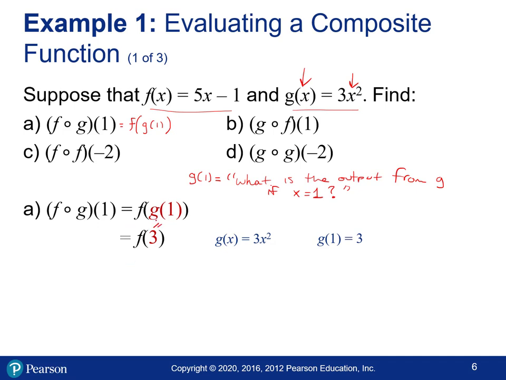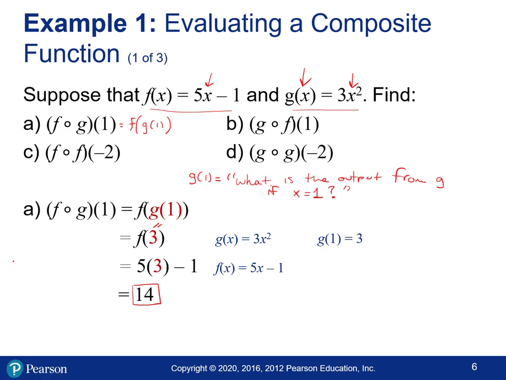Then this composition is really saying f of 3. So you go to your function f, you plug a 3 into that right here, and then you get the final answer, 14. Okay, so that's our first composition. We composed f of g, and we found that value when we plugged in 1. Plugged 1 into the original, got out 3, and then 3 got plugged into the outside function, and then we got our final answer of 14.